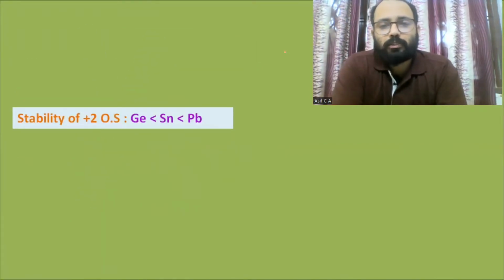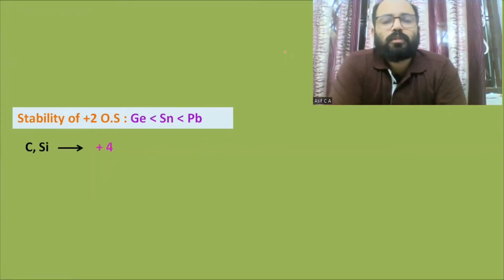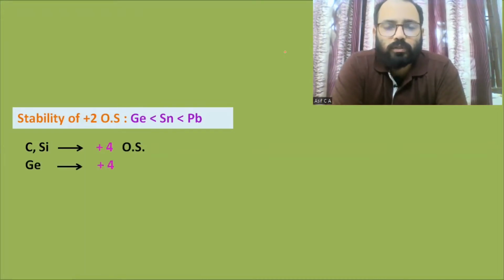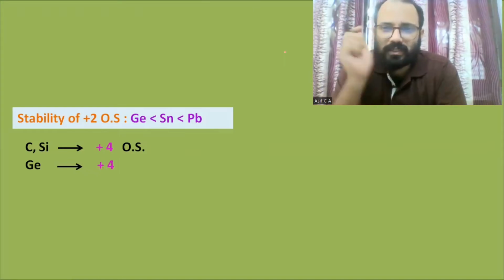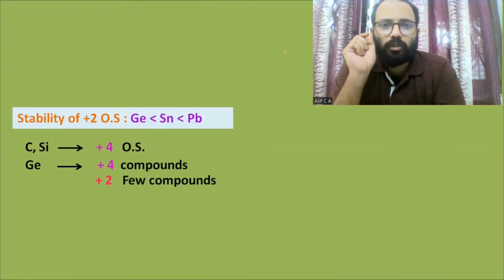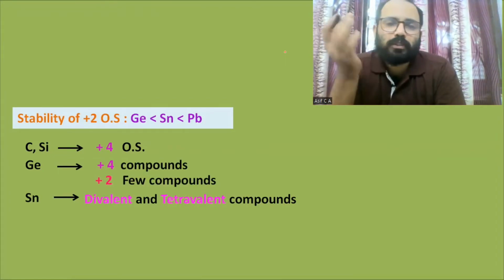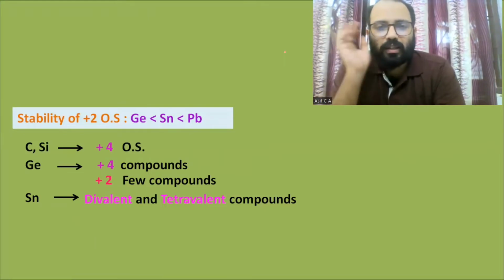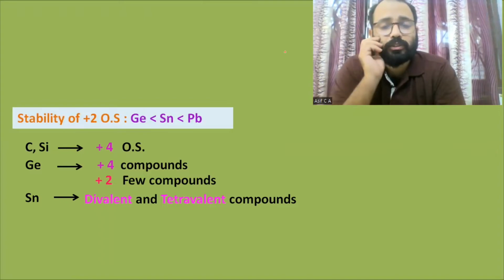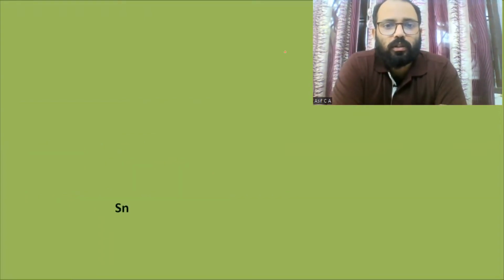Now the stability of +2 oxidation state increases down the group. Carbon and silicon, most of the time, will form +4 oxidation state, and germanium forms +4 oxidation state compounds more, but sometimes gives +2 compounds. When it comes to tin, it gives the +2 as well as the +4, divalent and tetravalent compounds. When it comes to lead, there is no question, because it gives only +2 oxidation state.